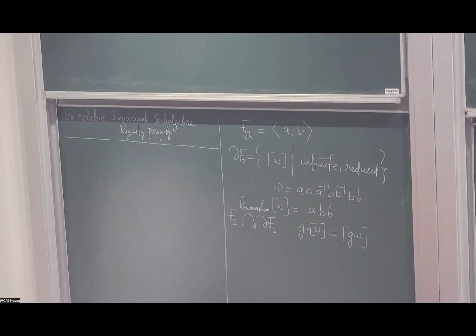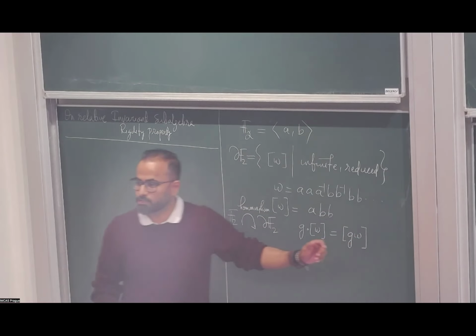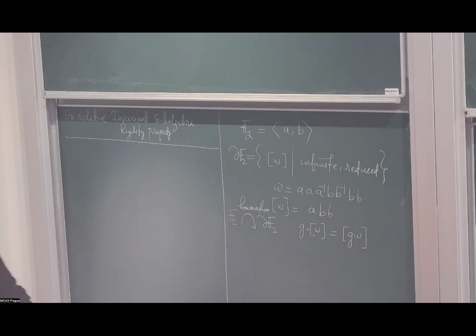No, just the free group, not the abelian group. A and B don't commute. Because this is an infinite word, there is no right-hand side, so I can only act on the left-hand side. And my claim is that this is a boundary action.